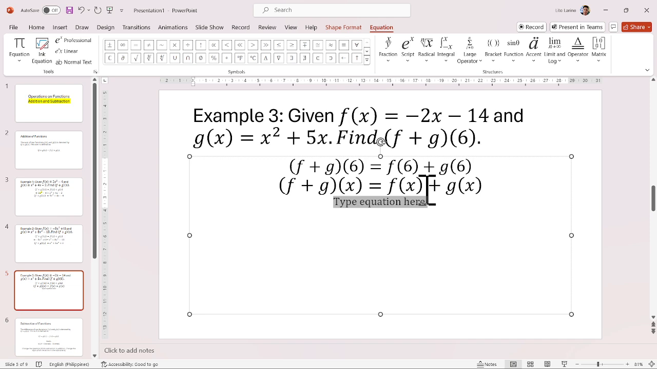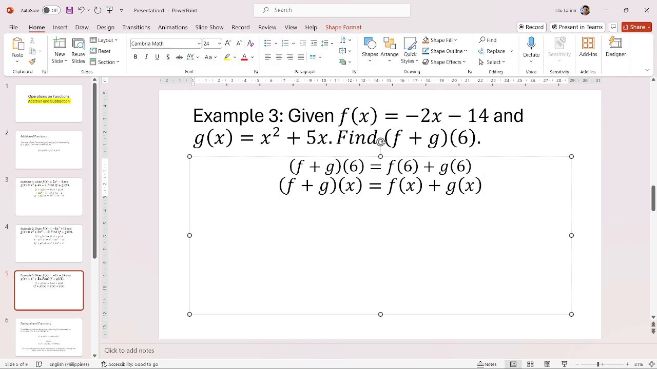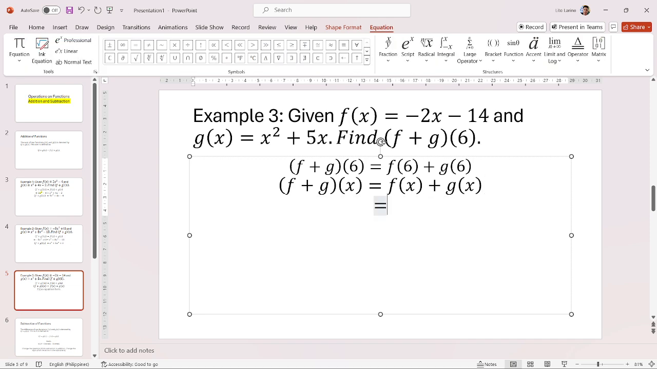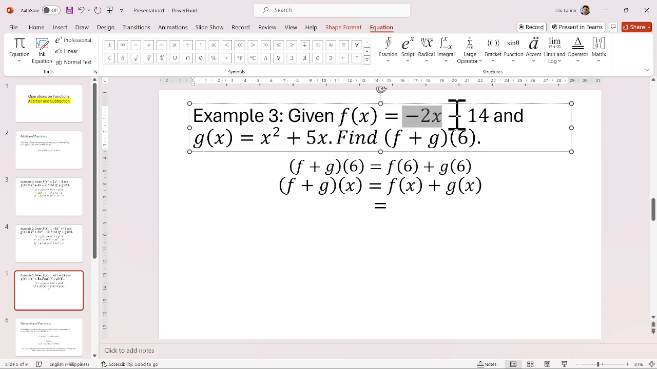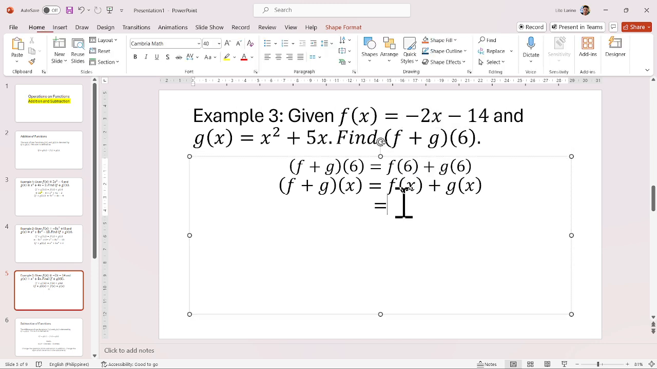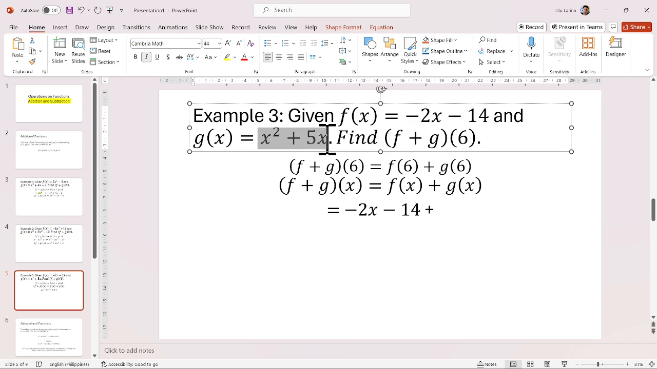Adding the two functions, we have f of x is equal to negative 2x plus 14 plus g of x is x squared plus 5x.